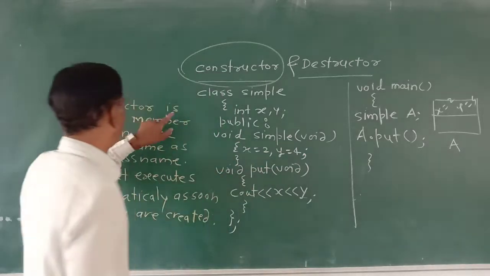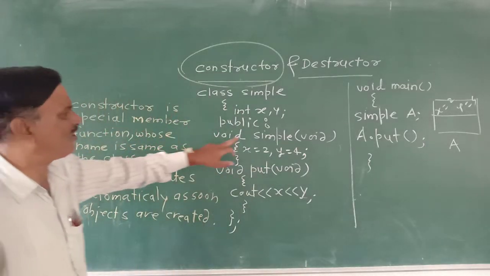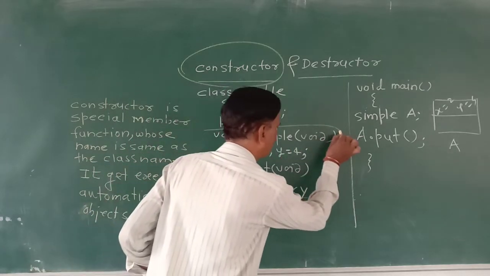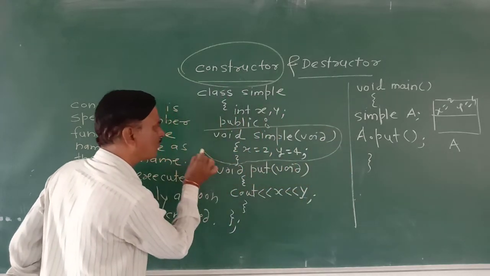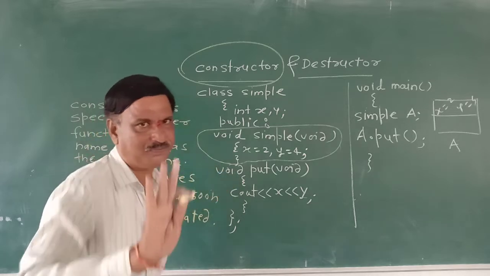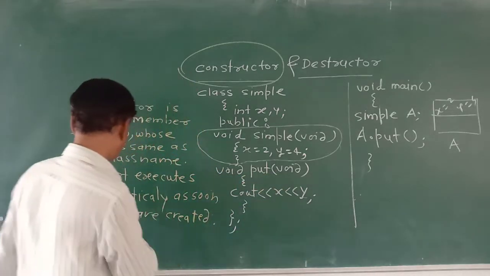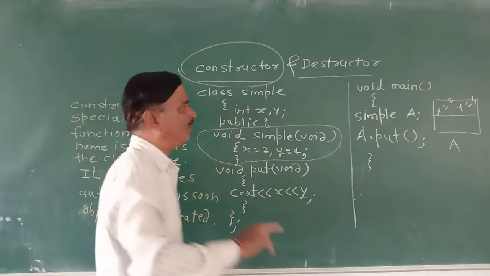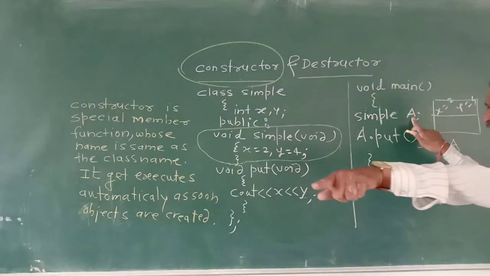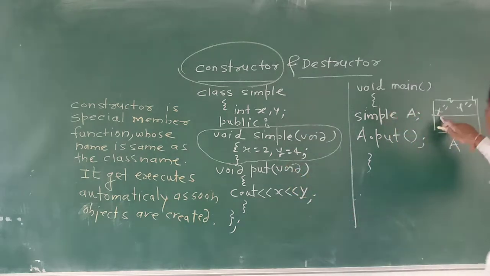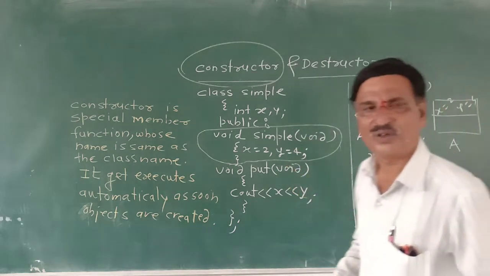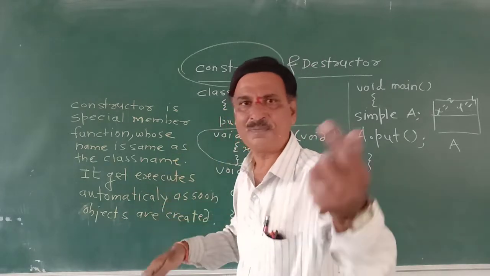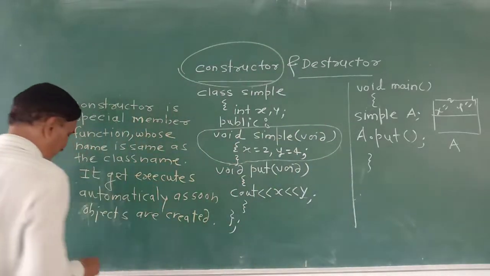So constructor is a special member function whose name is same as the class name. This is the constructor. This is not a constructor. This is ordinary member function. Who gets executed automatically? Constructor will get executed automatically. So as soon as object A is created, constructor is going to execute x is equal to 2, y is equal to 4. So we have assigned the task to the constructor function to initialize the data member.